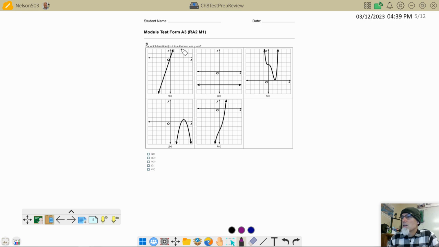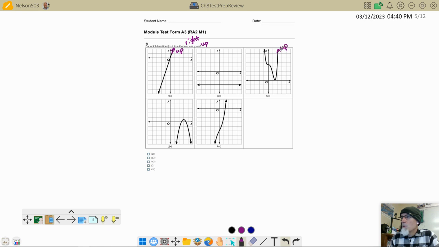For which function is it true that as x approaches infinity, y approaches infinity? So here's what this is saying. As we go to the right, is the function going up? That's what it's really saying. Y is going to positive infinity as x is going to positive infinity. So here's an arrow up. We're looking for up. So that one's up. That one is not up. That one's horizontal. Oh, this one's up. Okay.